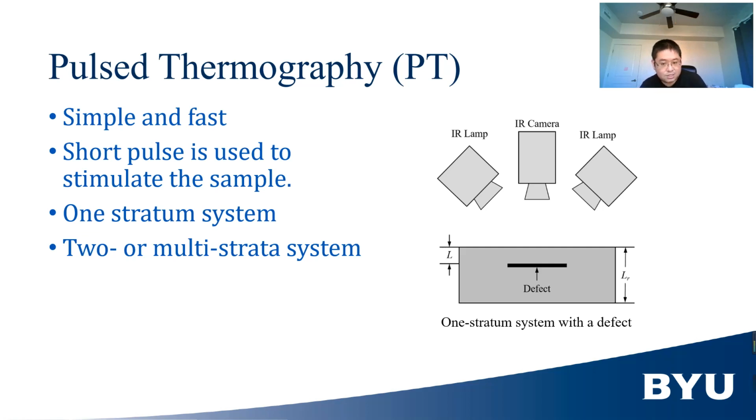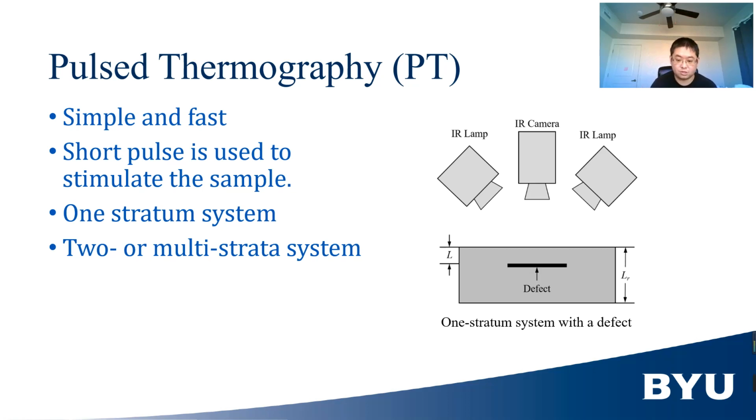What it does is it uses a high power IR lamp to generate a short thermal pulse onto a sample. The flash duration is usually several microseconds to several hundred microseconds, and the total energy ejected is about several hundred joules to 1,000 joules. It can be used to study a one-stratum system and a two- or multi-stratum system.